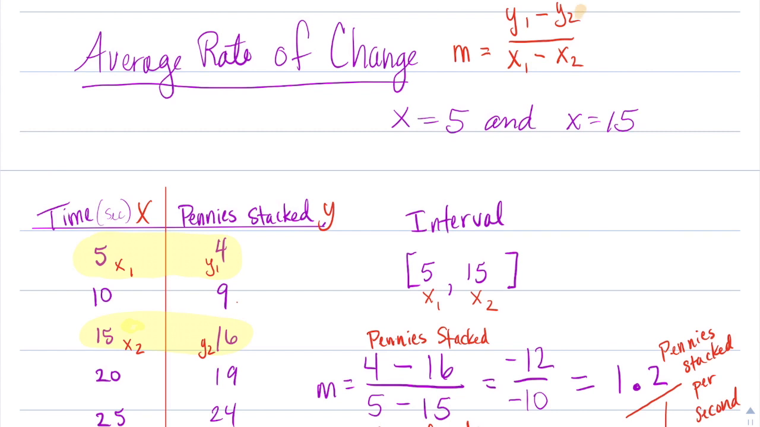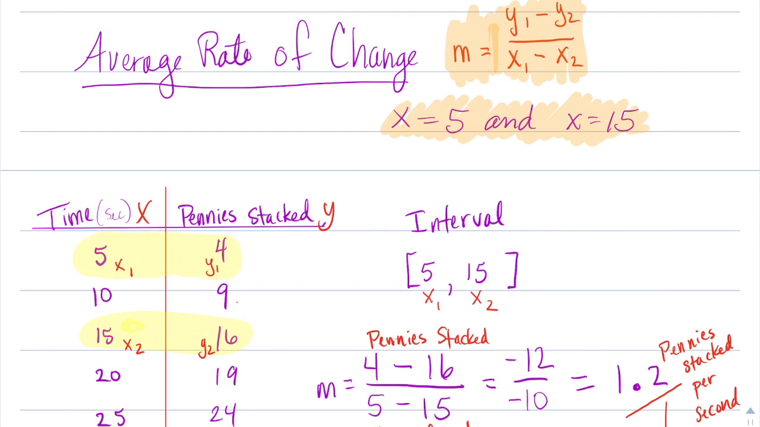So we have our formula. I'm highlighting it, so you're watching that, for average rate of change or slope. We need 2 y values and 2 x values. So the first thing that we have to look for are our x values, and that's our interval. So here our interval is our data between where x is 5 and x is 15.